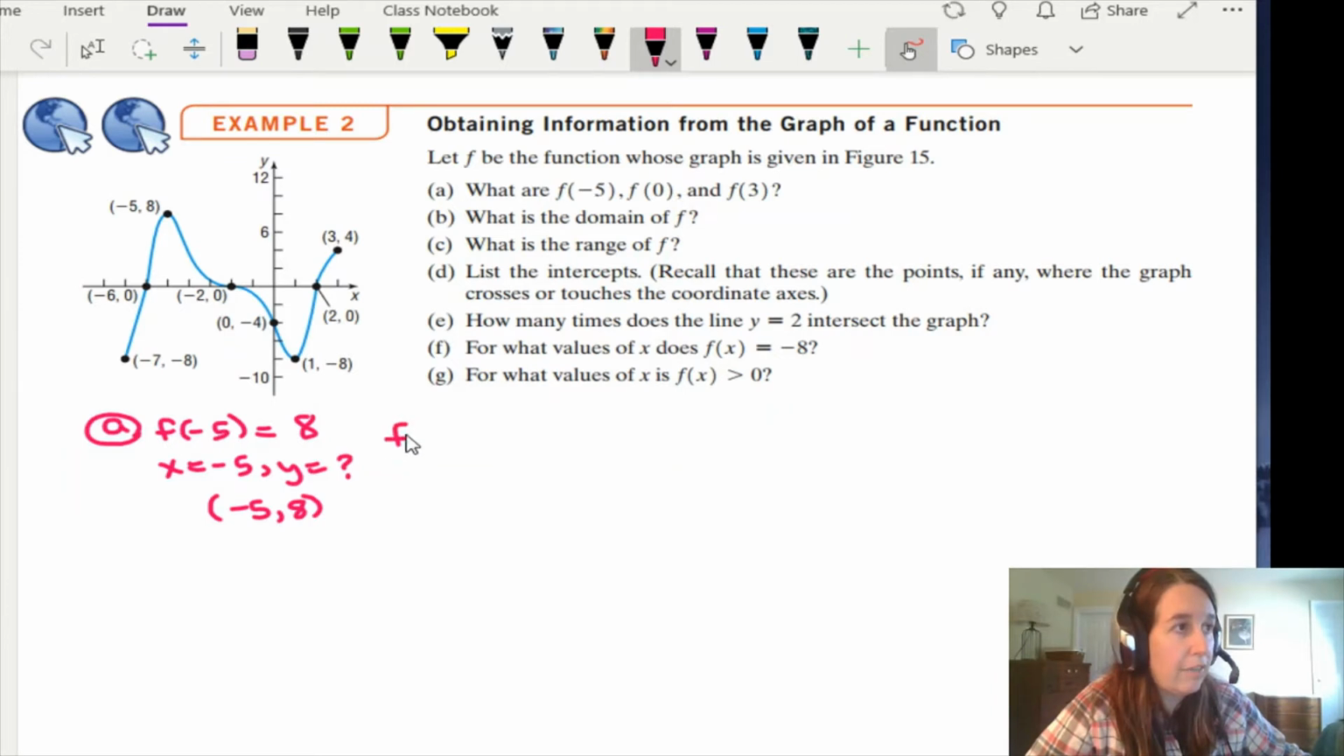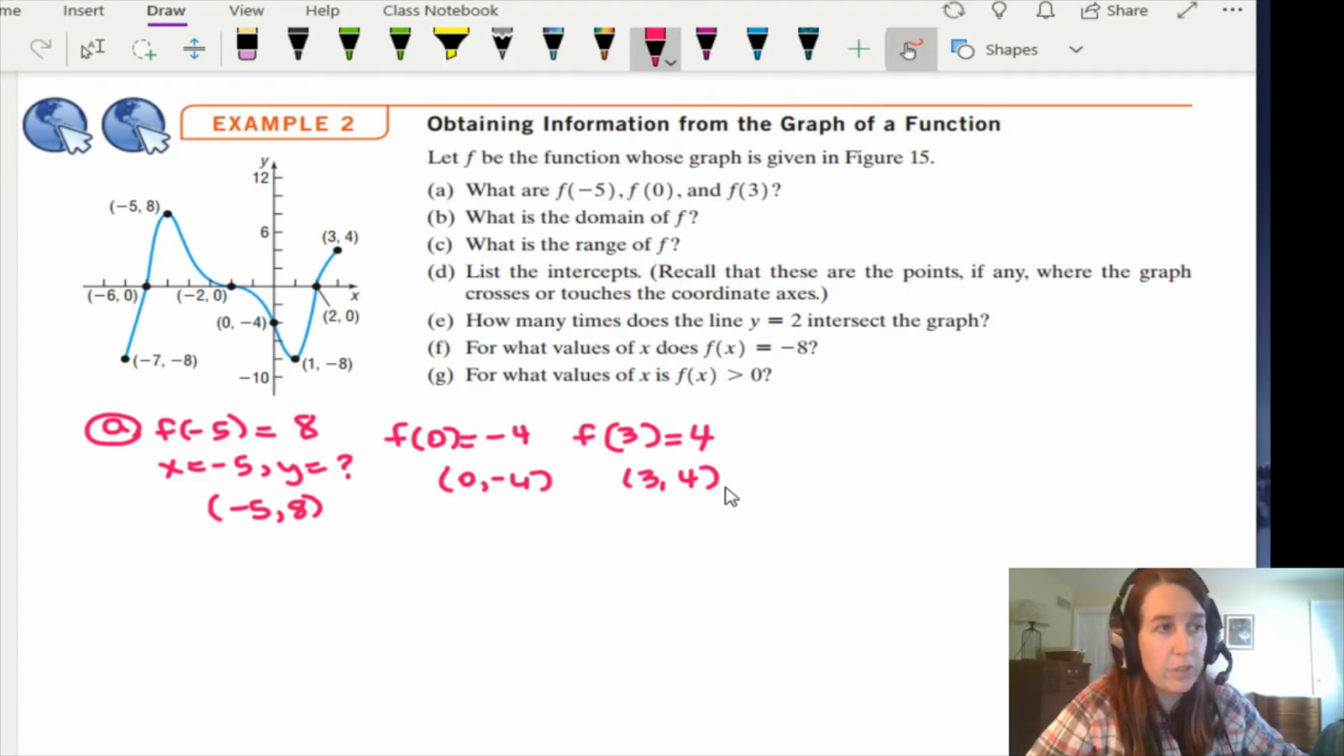All right, the f of 0 means x equals 0. So you see there's a point given there at 0, -4. So the f of 0 is equal to -4. F of 3, we go to x equals 3. There it is, 3, 4. So f of 3 equals 4. Again, these could be written as the points 0, -4 and 3, 4. So this is just testing you on understanding function notation.